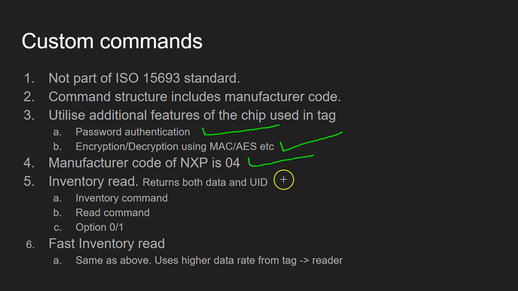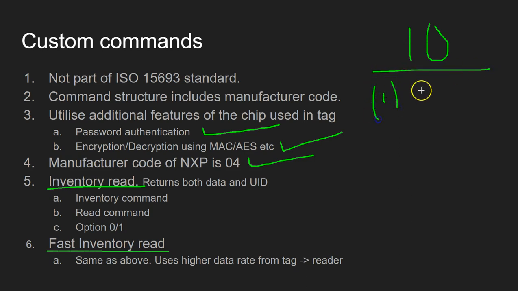Now in this SLI tag there is a command called inventory read and the fast inventory read. What inventory read does is it works as a normal inventory command. In addition to that, it can also return some data. So assume that you want to read, say, 10 blocks of data from a tag. Normally it is done in 2 steps. The first step, you send the inventory command, and the second step, you send the read command.